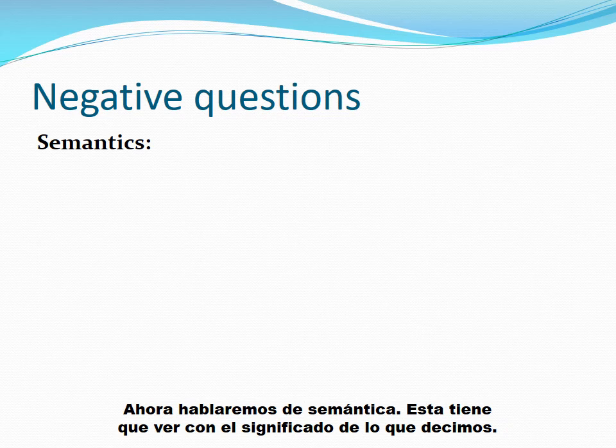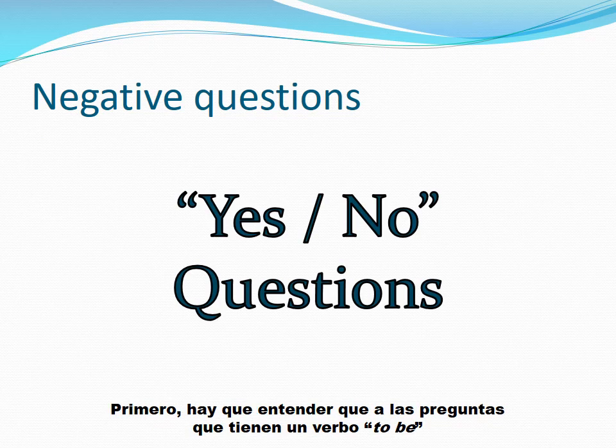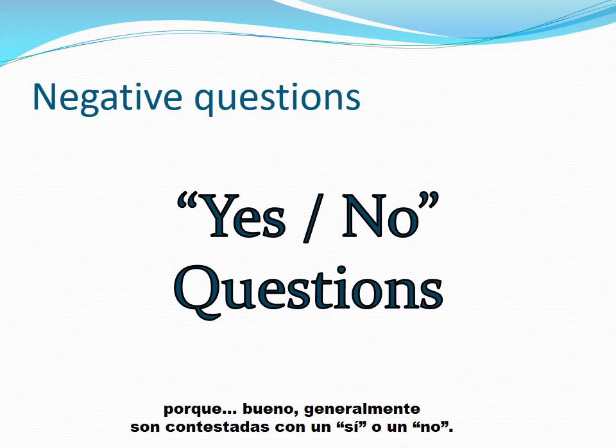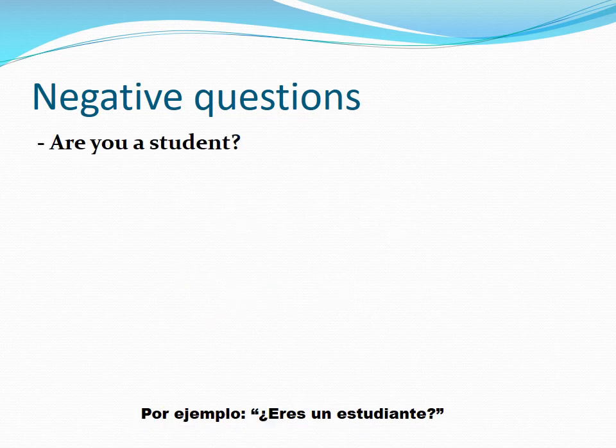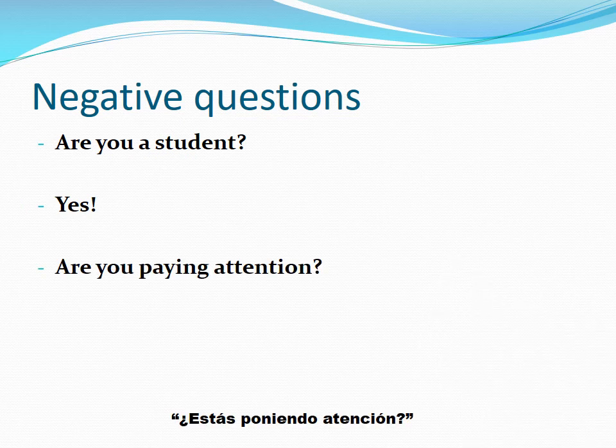Now let's talk about semantics. Semantics basically refers to the meaning of what we say. So what we try to answer here is, why do we use negative questions? First, we need to understand that questions with the verb to be are typically known as yes or no questions because, well, they're usually answered with either yes or no. For example, are you a student? Yes. Are you paying attention?